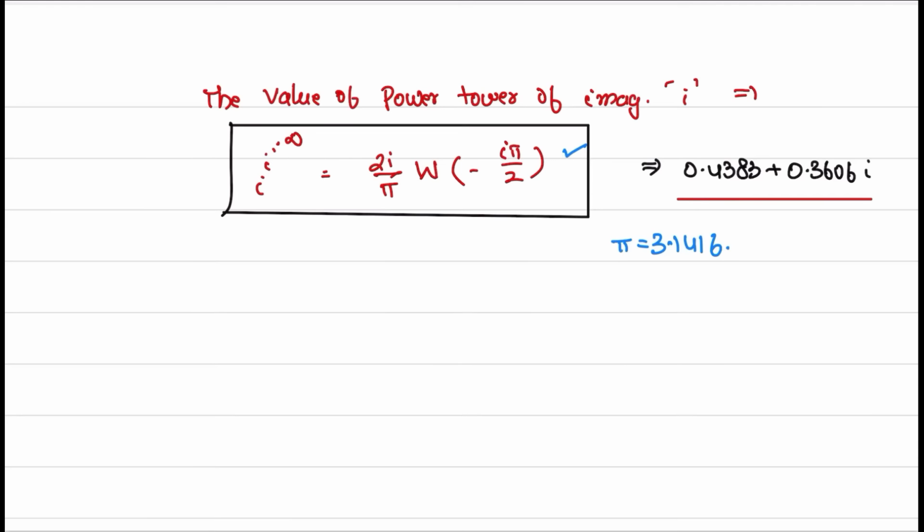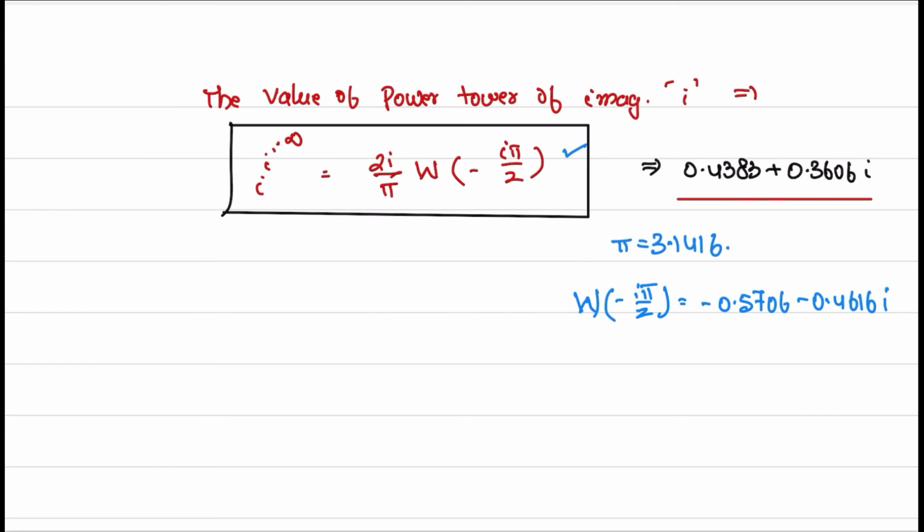And W of minus i pi by 2 is equal to minus 0.5706 plus some imaginary part. These are only for academic interest that I am giving you, not as part of the solution. For academic interest, I have given these values to you. And this is the final solution for this problem.